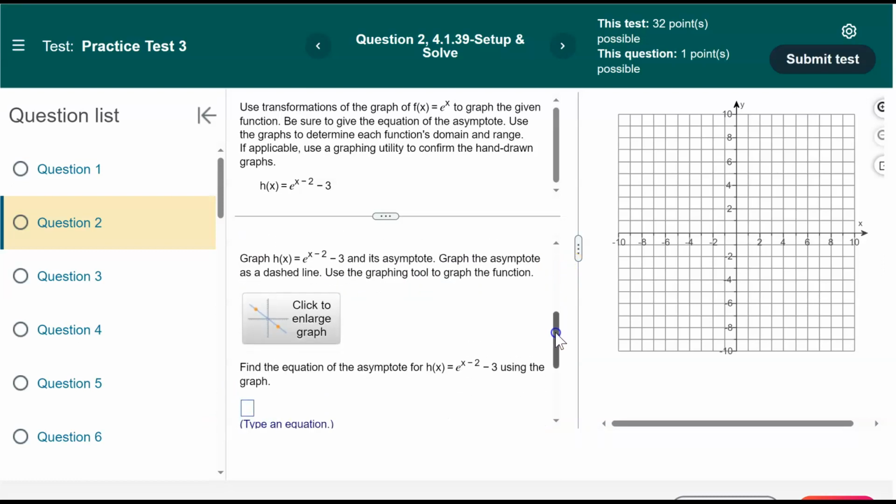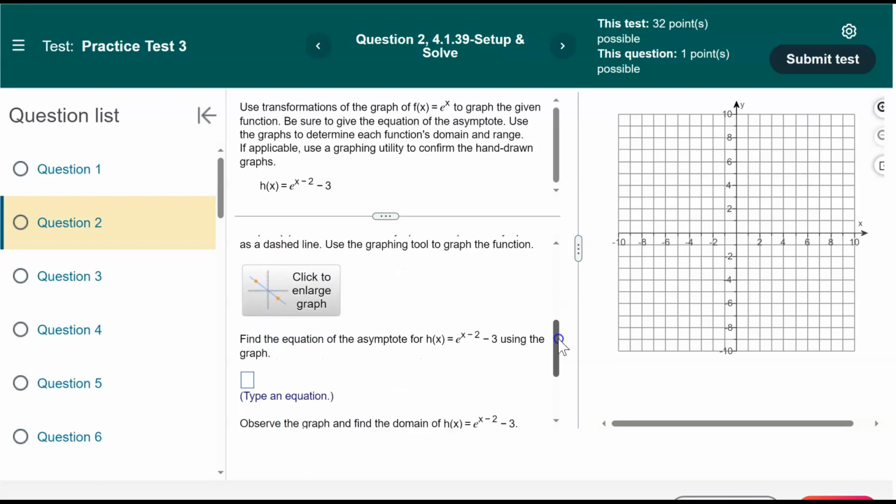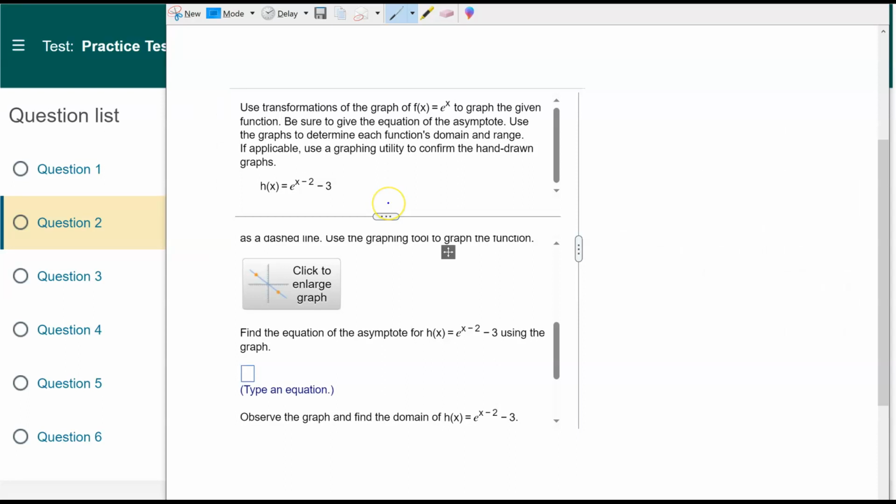The next, what is the asymptote? The asymptote for the graph here. If you recall, for e to the x, the asymptote will just be y equal to 0. So it's the x-axis.